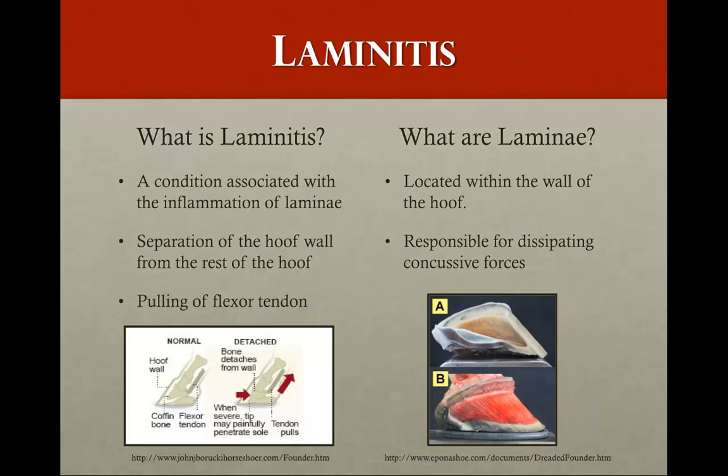What are the laminae? Laminae are located within the wall of the hoof. As you can see in the photo there to the right and below, A illustrates the laminae that are attached to the inside of the hoof wall, while B illustrates the sensitive laminae. These structures are responsible for dissipating the concussive forces, specifically the forces incurred when horses are in motion.